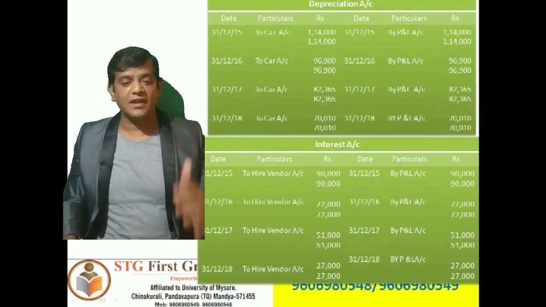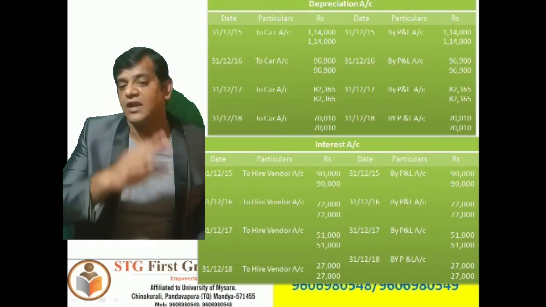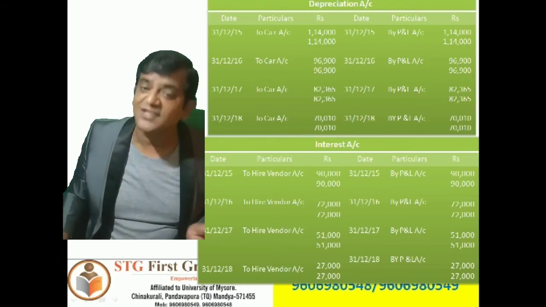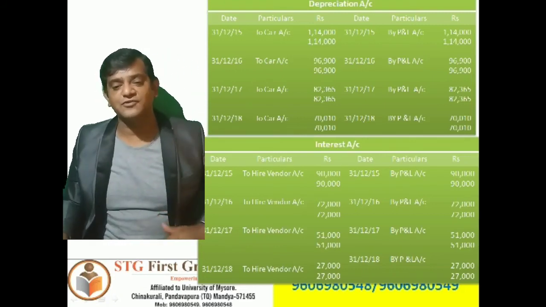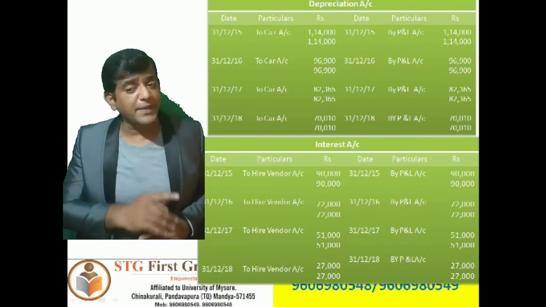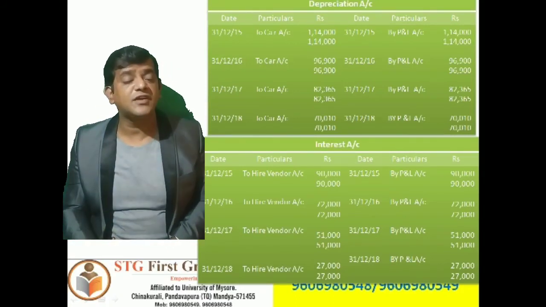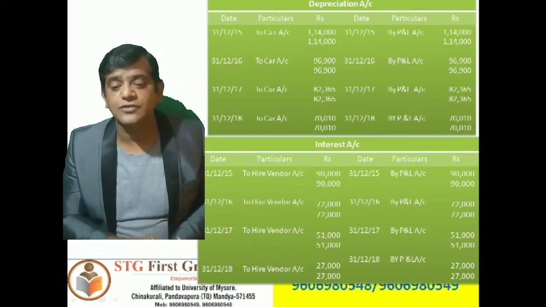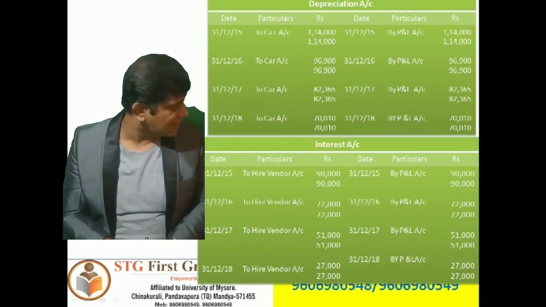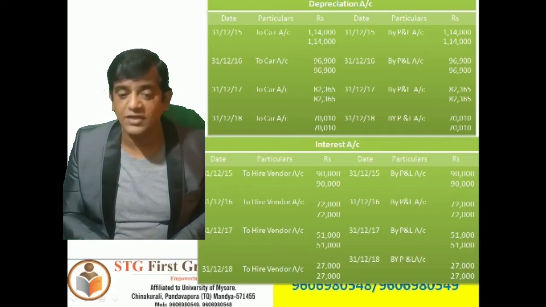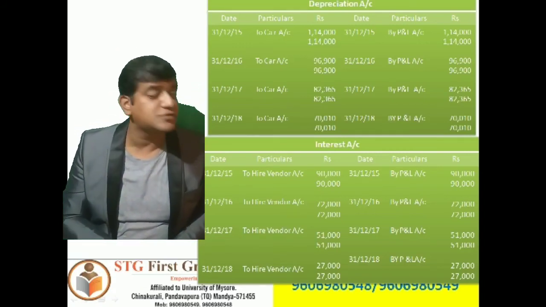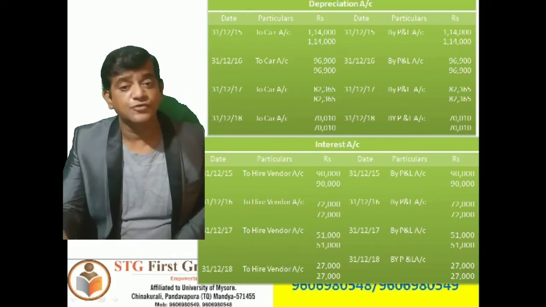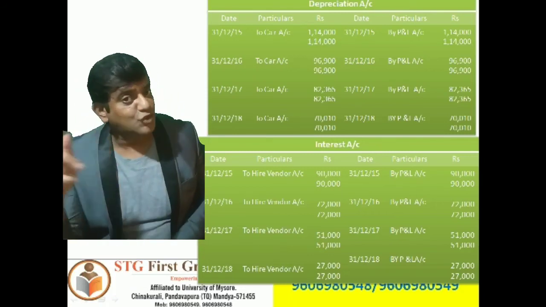31st 12 2015 to hire vendor account 90,000. 31st 12 2016 by P&L account 90,000. 31st 12 2016 to hire vendor account 72,000. 31st 12 2016 by P&L account 72,000. Then we have 31st 12 2017 to hire vendor account 51,000 and 31st 12 2017 by P&L account 51,000. And the last year, 31st 12 2018 to hire vendor account 27,000. So 31st 12 2018 by P&L account 27,000. Clear? So we are done with illustration number 3.